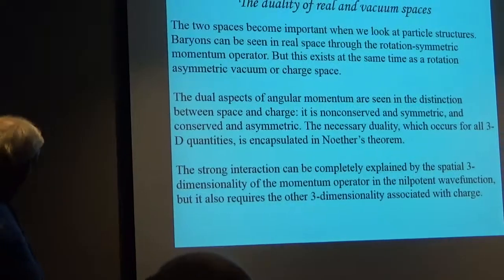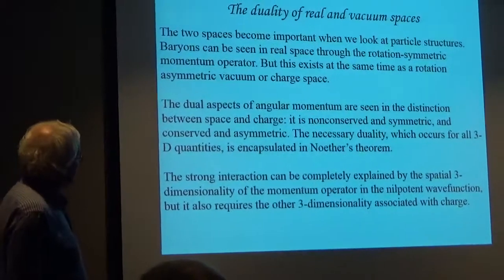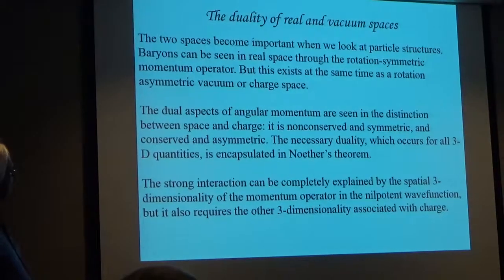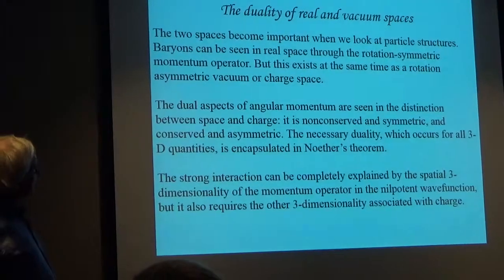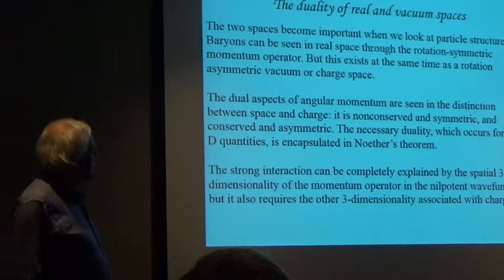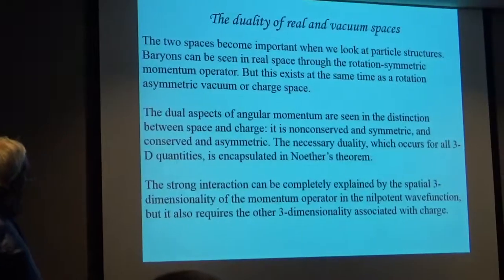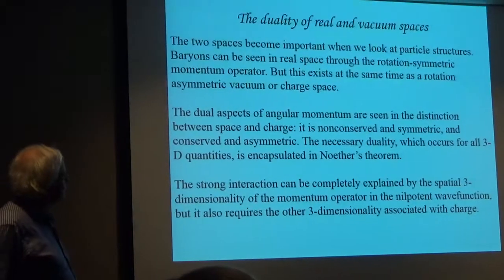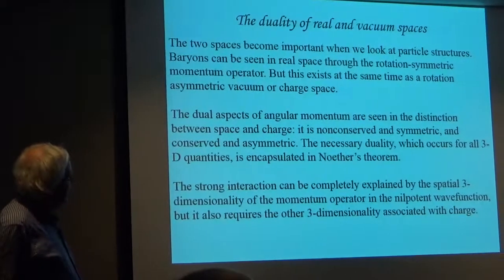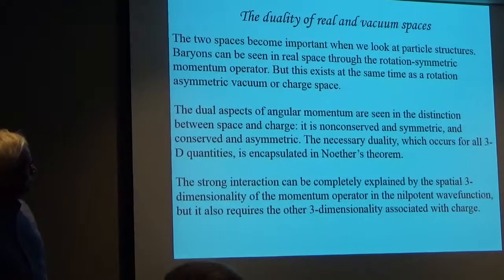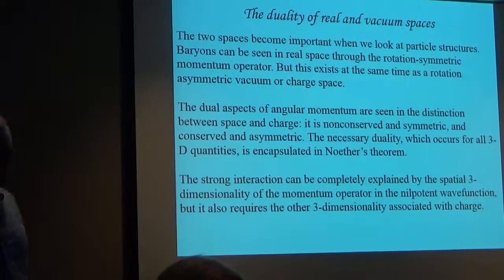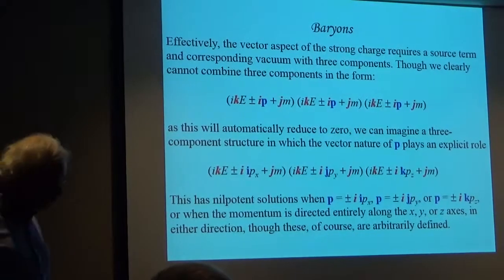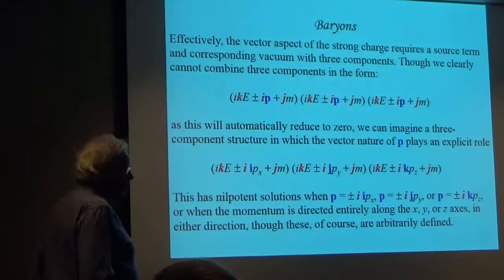So the two spaces become important when we look at particle structures. Baryon seen in real space can be seen in real space through the rotation symmetric momentum operator. But at the same time, we've got a rotation asymmetric vacuum or charge space. Now I can do a version of the strong interaction.